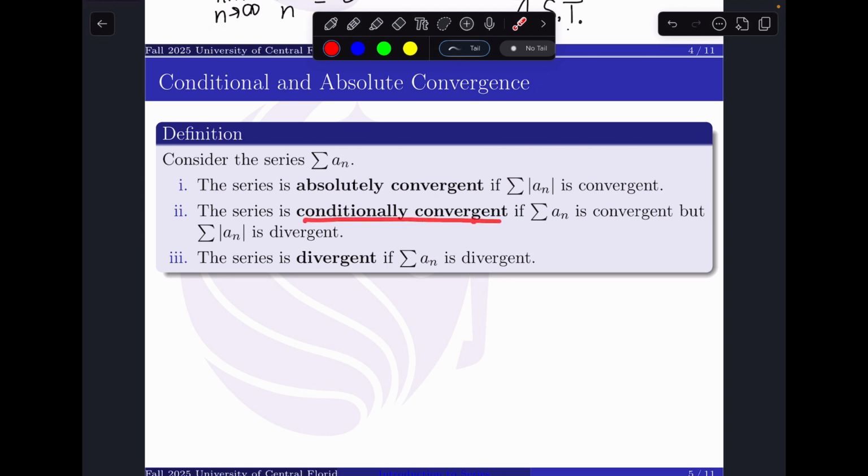The series is conditionally convergent if the original series that I'm looking at is convergent, but when I disregard all of the signs and I take the absolute value of each term, that series ends up being divergent. So it does depend on the sign of the terms. If I have a series which has positive and negative terms, I need those positive and negative terms for the series to converge. And then if the original series is divergent, we just label it as divergent. We don't have conditional or absolute divergence. It is just divergent.